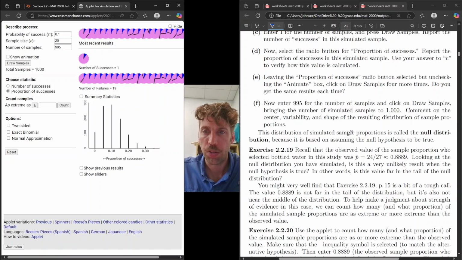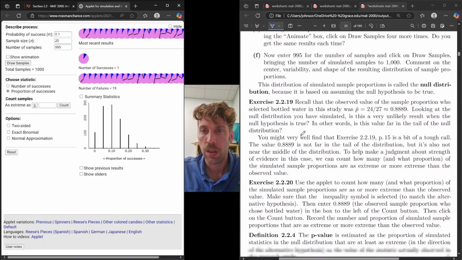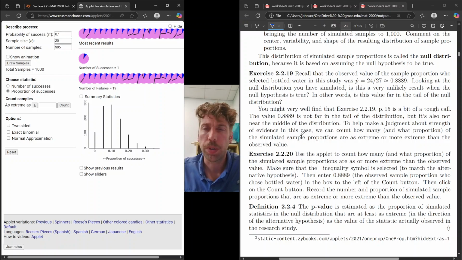Okay, so that distribution is called the null distribution because it's created using the assumption of the null hypothesis. Recall the observed value of the sample proportion who selected bottled water in the study was p hat equals 24/27, which is approximately 0.8 repeating. Looking at the null distribution you've simulated, is this a very likely result when the null hypothesis is true? In other words, is this value far in the tail of the null distribution?